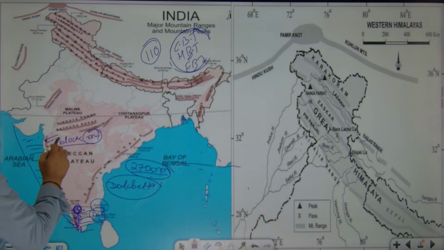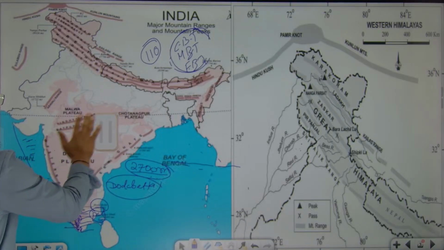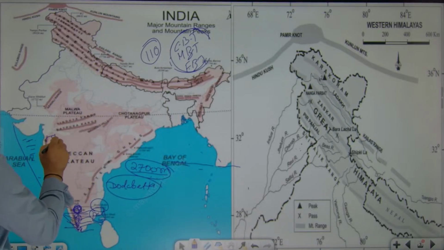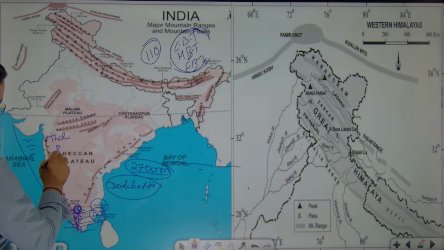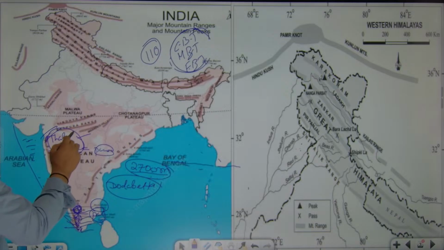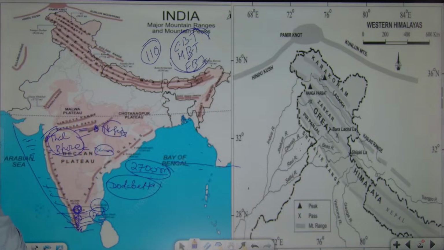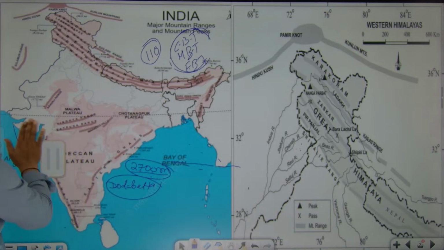Then apart from that, here would be Thalghat and Bhorghat, right? Thalghat connecting Nasik, Bhorghat connecting Pune. Correct me, okay? So Bhorghat to Pune, Thalghat to Nasik. So these are also there, right? Kalsubai peak, the highest peak of Maharashtra, is also there.